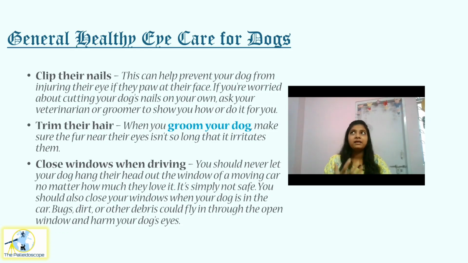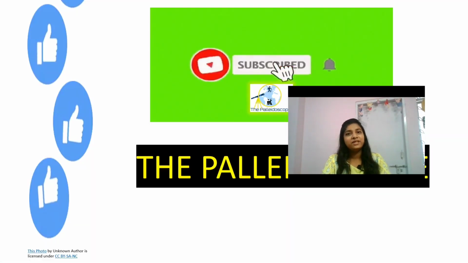When we are riding a bike, things come into our eyes as well, but we have a helmet, and they don't. So you have to close the windows and not let them keep their head outside the window so that they have good healthy eyes. So these are some of the points you have to follow to have a healthy dog with healthy eyes. Okay, so this is the end of our video today.